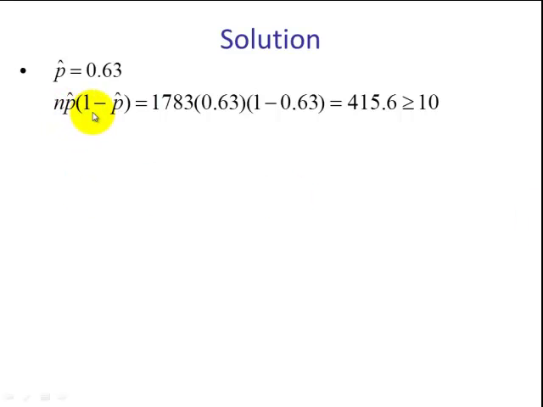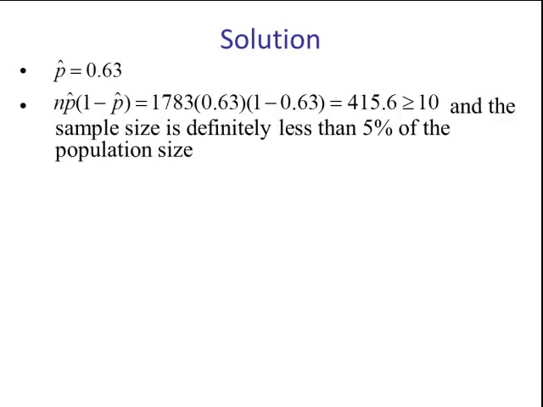First, if you recall, p hat is 0.63. Now we need to check our assumptions. N times p hat times 1 minus p hat is 415.6, which is indeed greater than or equal to 10. So that's satisfied. The sample size is less than 5% of the population because we are interested in registered voters nationally, and this is less than 5%. Alpha is 10% because we're doing a 90% confidence interval. So our z alpha over 2 is 1.645.